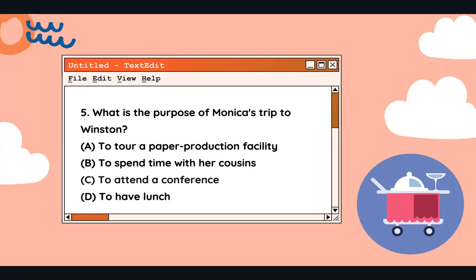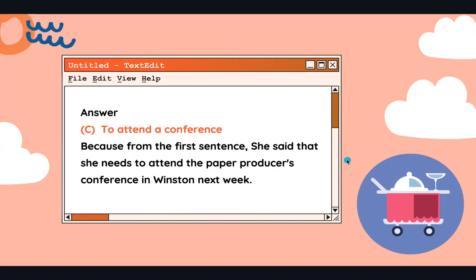Okay, so the correct answer is C, to attend a conference. Because from the first sentence in the email, she said that she needs to attend the paper producers conference in Winston next week. I will hand over the next question to Pim.